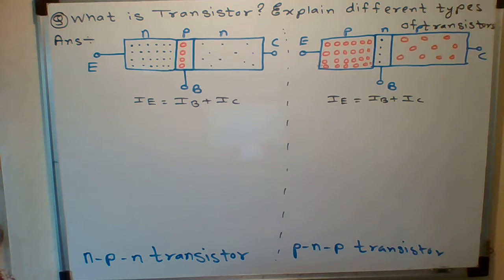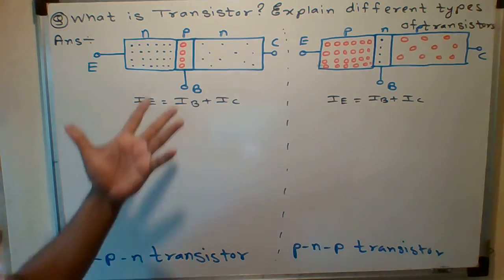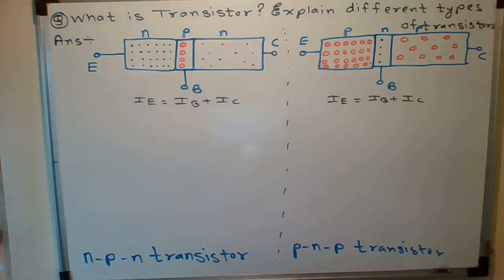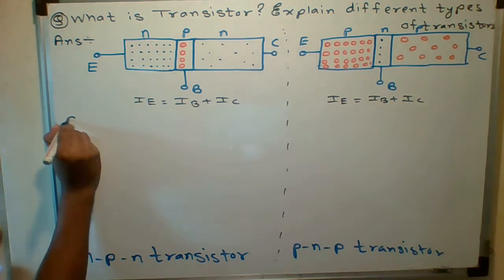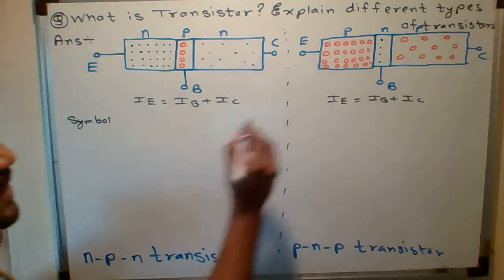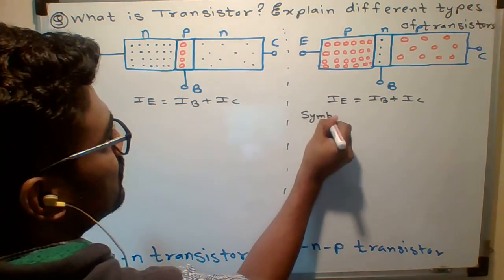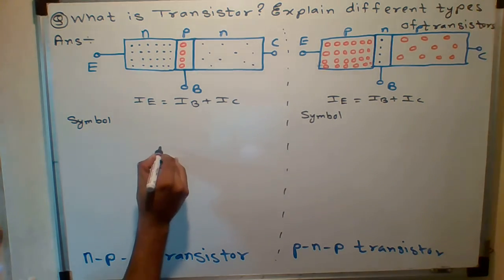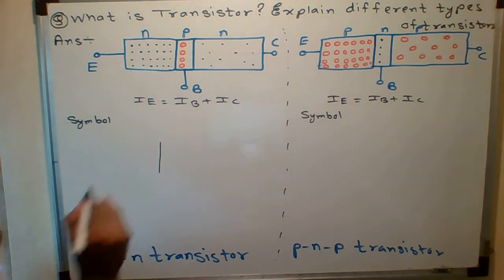Now students are asking, sir, will you tell me the symbol of the transistor? In exams, suppose they ask what is the symbol of the transistor. So remember the symbol of the transistor. Everyone remember how to draw, because only one change is there, and that change will differ the name of the transistor. So students, how to draw the symbol? You always draw a vertical line.